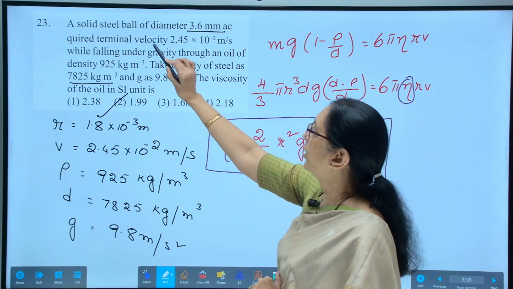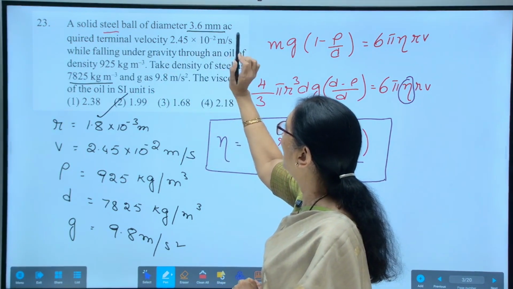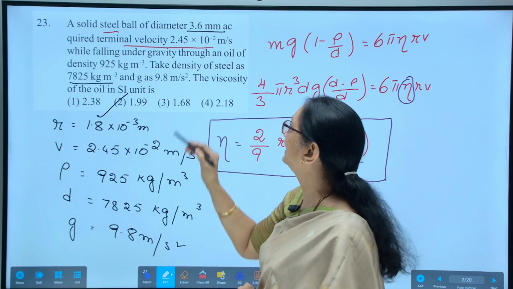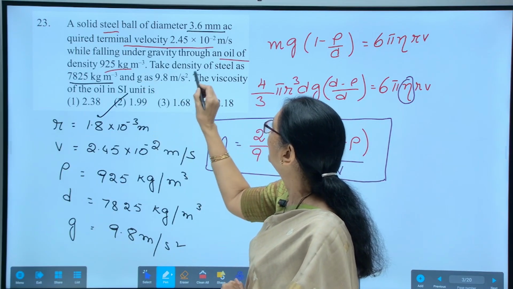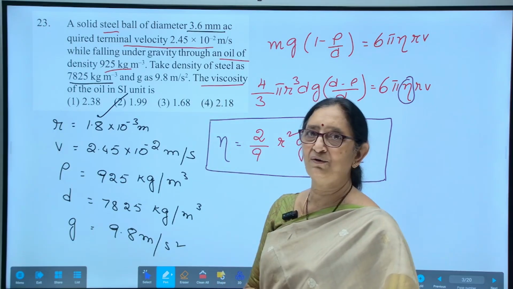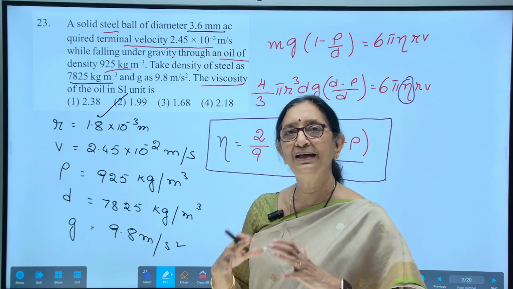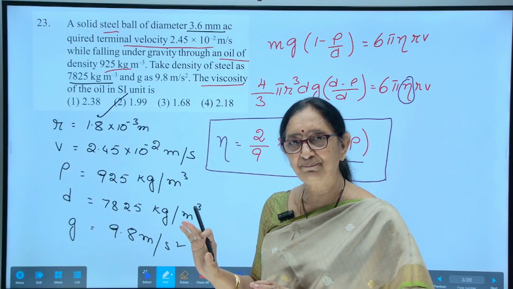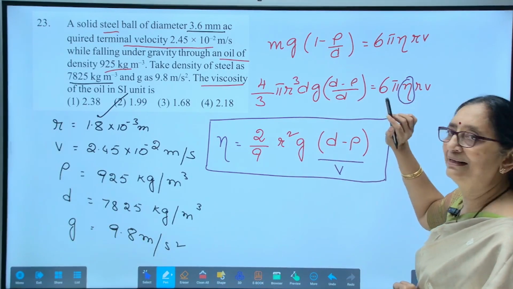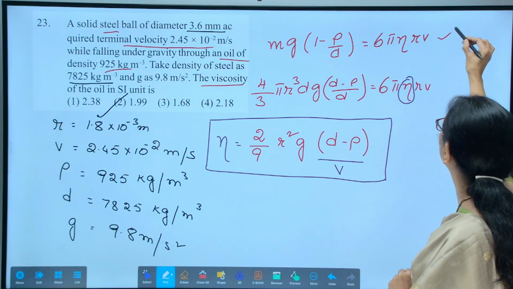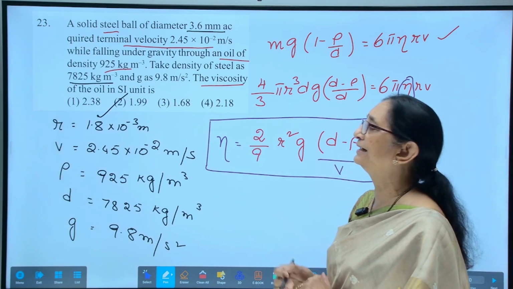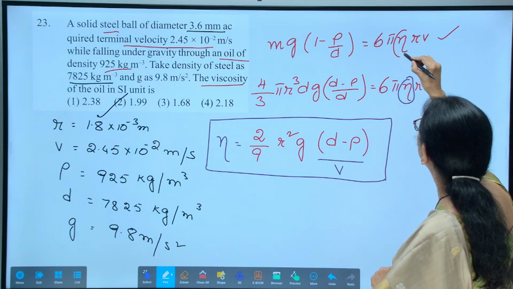Look here. A solid steel ball of a given diameter acquired a terminal velocity while falling under gravity in an oil of given density, and the density of steel is also given. Find the coefficient of viscosity of the oil. See here, we have seen the explanation for this kind of problem previously. So here, mg into (1 minus rho by d) is equal to 6 pi eta r v. As what is asked is the coefficient of viscosity, eta is asked here.